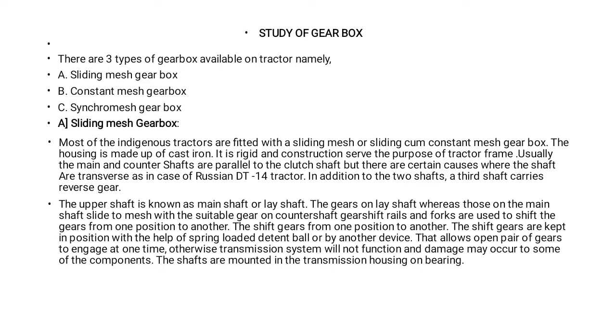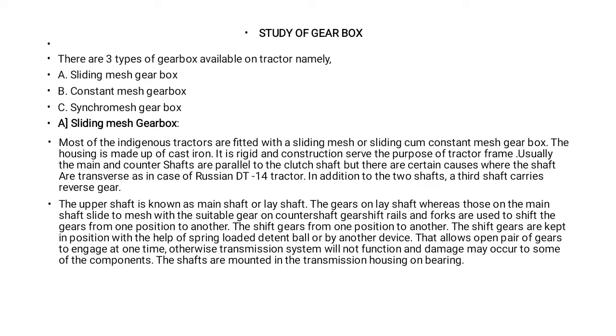The gears on the main shaft slide to mesh with the suitable gear on the countershaft. Gear shift rails and forks are used to shift the gear from one position to another. The shift gears are kept in position with the help of spring loaded detent balls or other devices, and that allows only one pair of gears to engage at one time. Otherwise the transmission system will not function and damage may occur to some of the components.